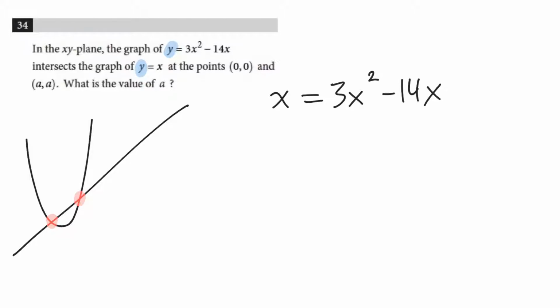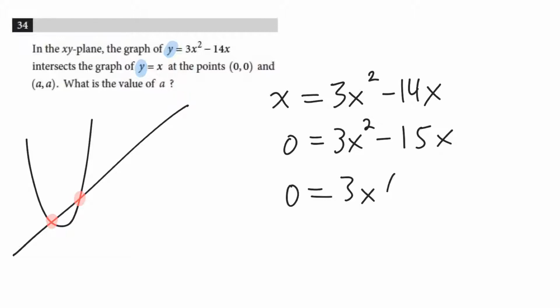Okay, now this is a quadratic. To solve a quadratic, we need to set it equal to 0. So we have 3x squared minus 15x equals 0. Since we only have a binomial here, I think the easiest method would just be to factor common factors. So we can factor out a 3x. We get 3x times x minus 5 equals 0.